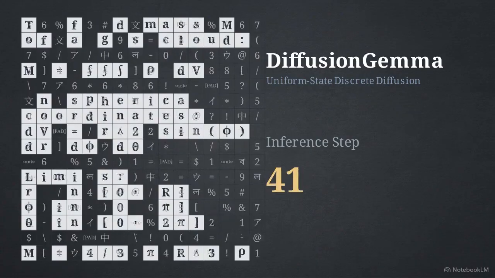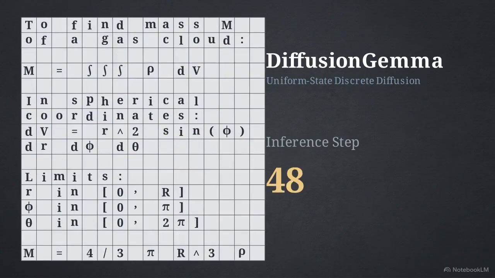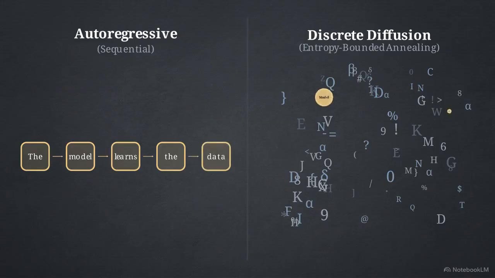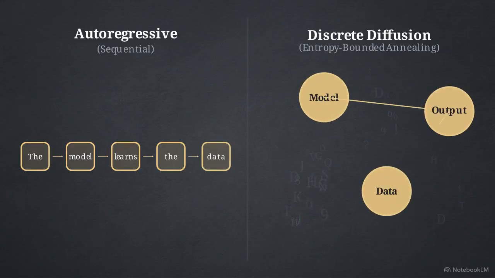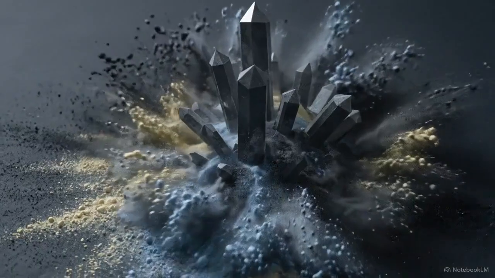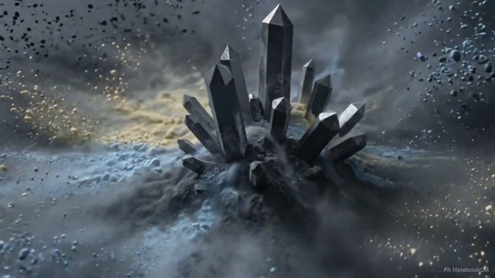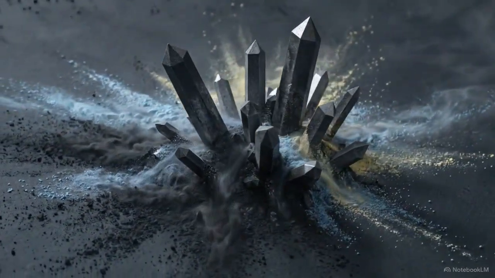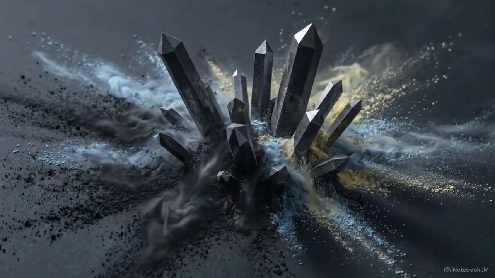This proof was generated by DiffusionGemma operating via uniform state discrete diffusion. By stripping away standard autoregressive generation and replacing it with entropy-bounded annealing, we gain physical access to the model's conditional dependency structures. We see exactly which concepts it treats as independent and which it relies on for context. Under this architecture, the model is no longer predicting the next token. We are watching logical meaning physically crystallize out of a chaotic data field.